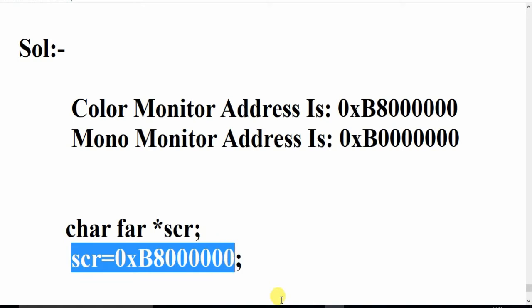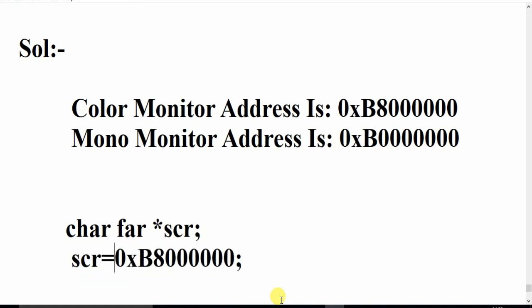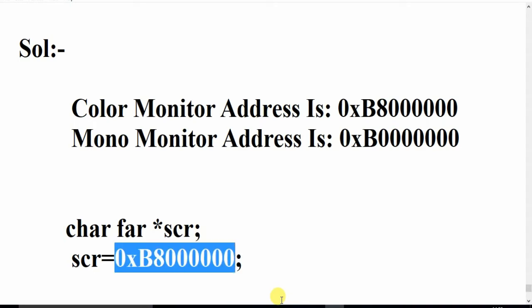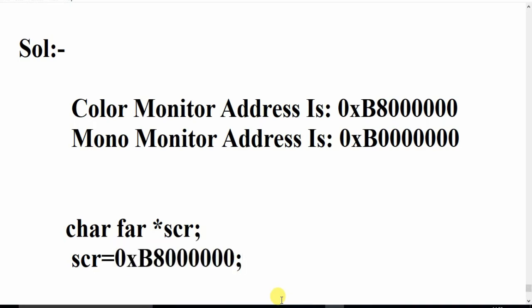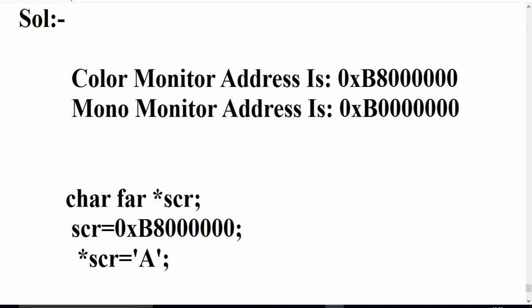0xb8000000. Now this is the address of the color monitor at the 0th row of the 0th column. If you want to write a character on this address, you can say *scr equivalent to whatever character is to be written here. Now this character is going to be written, the A character is going to be placed at which address here?